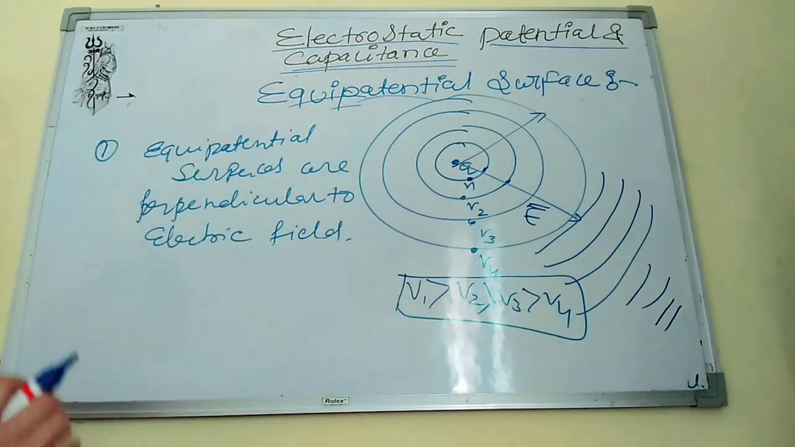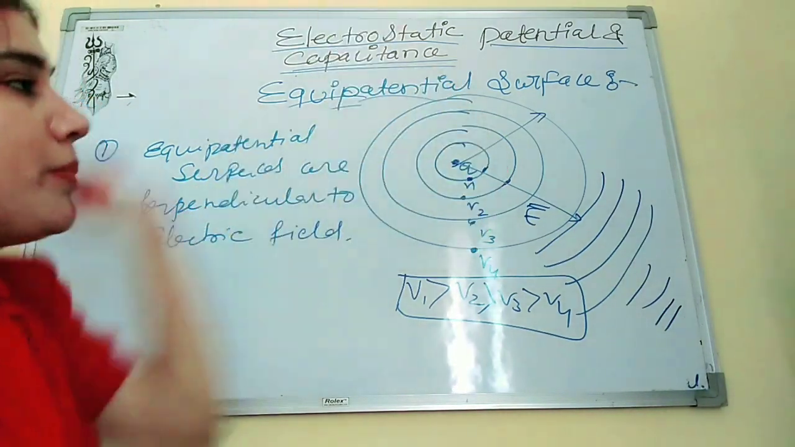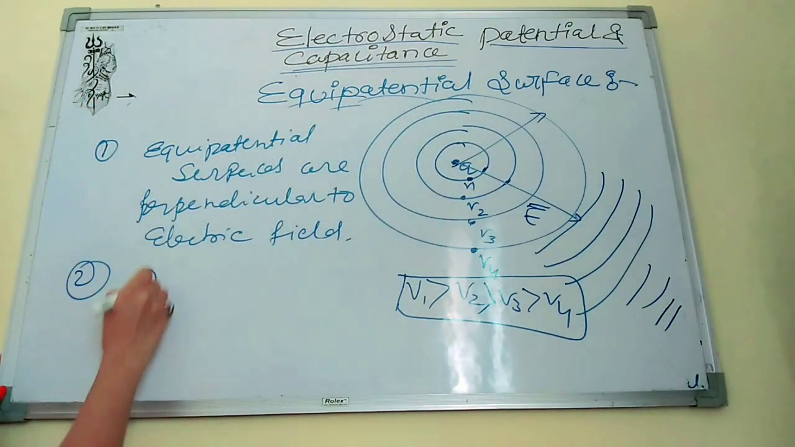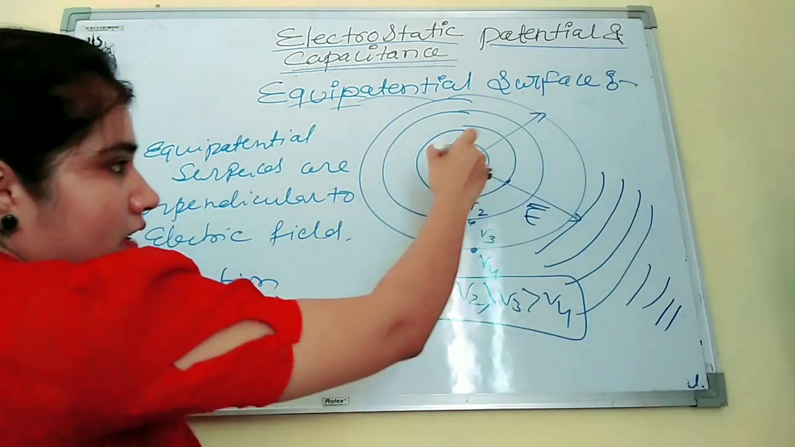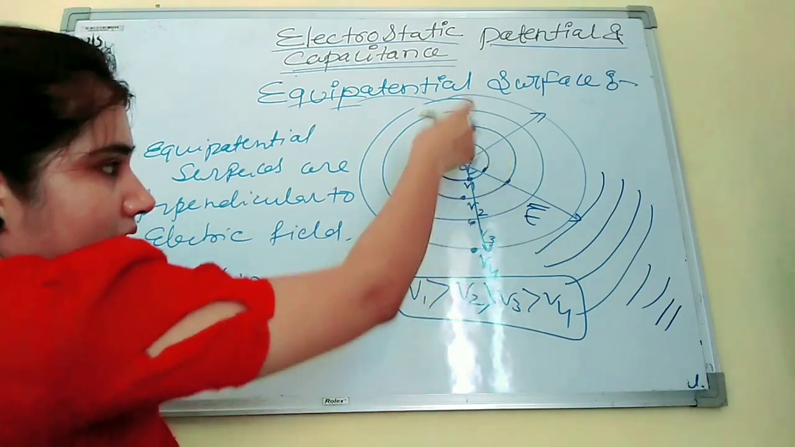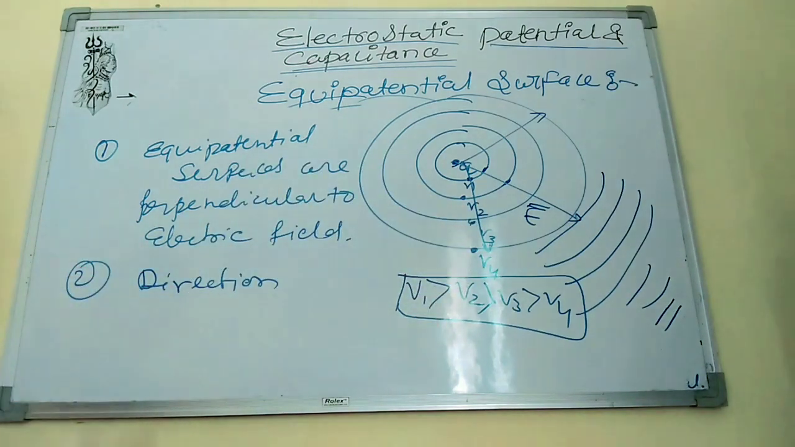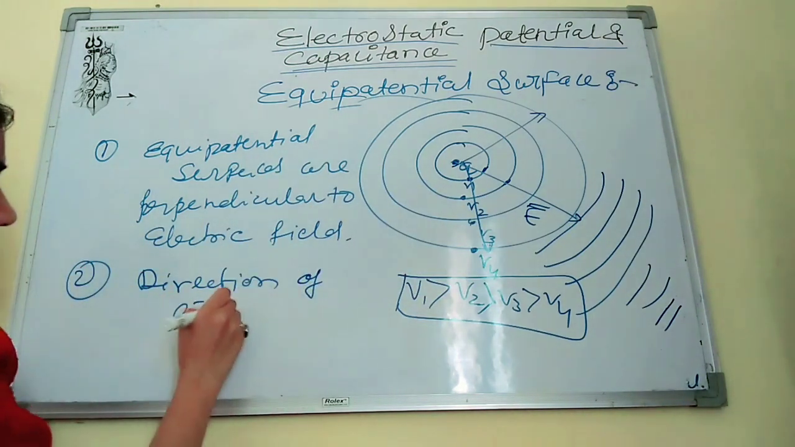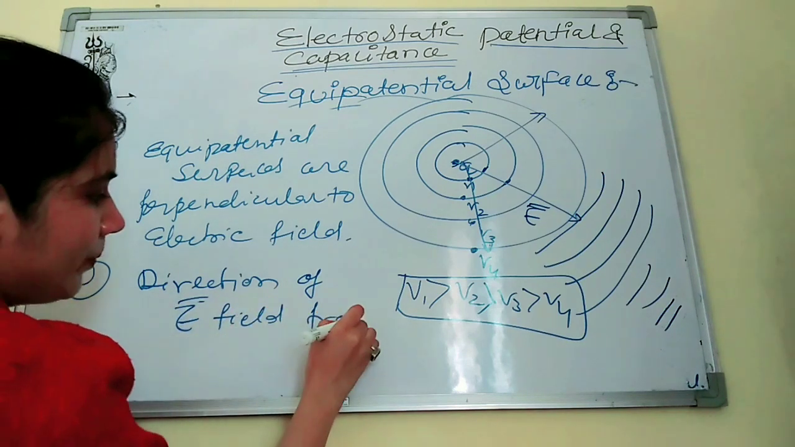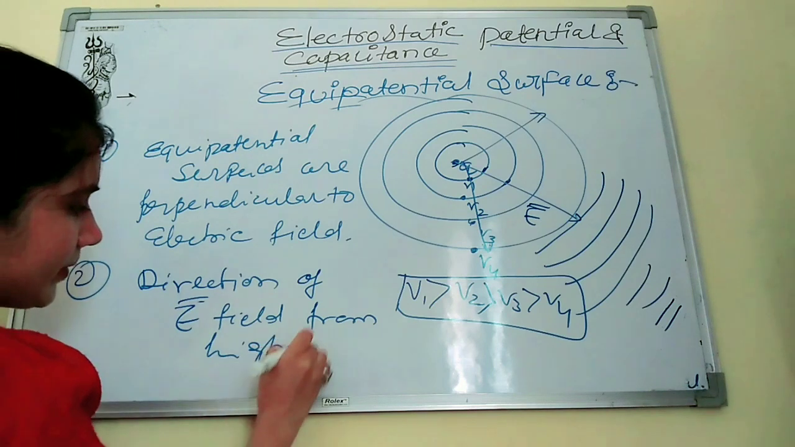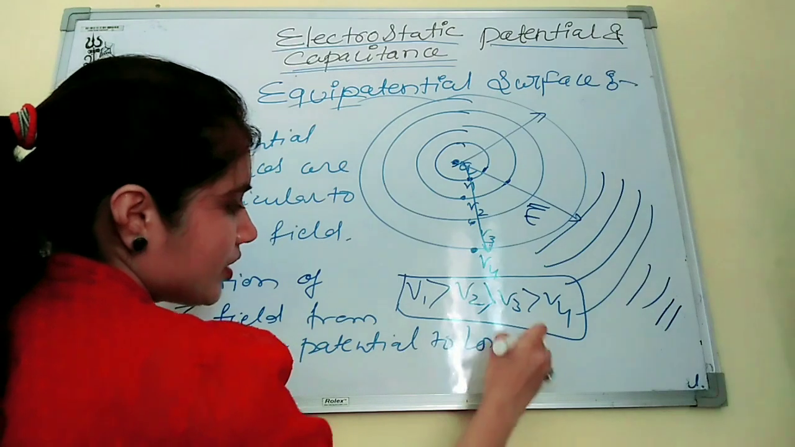And the direction of the electric field will be from higher potential to lower potential. The direction of the electric field always appears like this. So this is the direction. Suppose this is the direction of the electric field, so it will always go from high potential to low potential. So the direction of the electric field is from high potential to low potential.